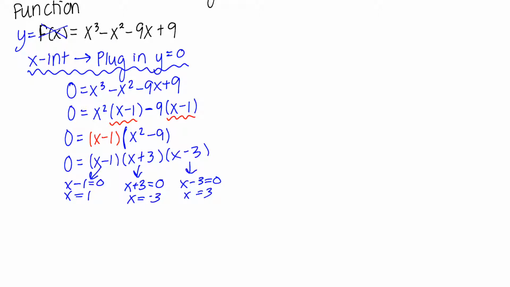So our x-intercepts are at (1, 0), (-3, 0), and (3, 0). Those are our x-intercepts. Now, Alex asks for your x-intercepts as just the number part. So Alex just wants you to use this part here, but really the x-intercepts are the entire coordinate point.